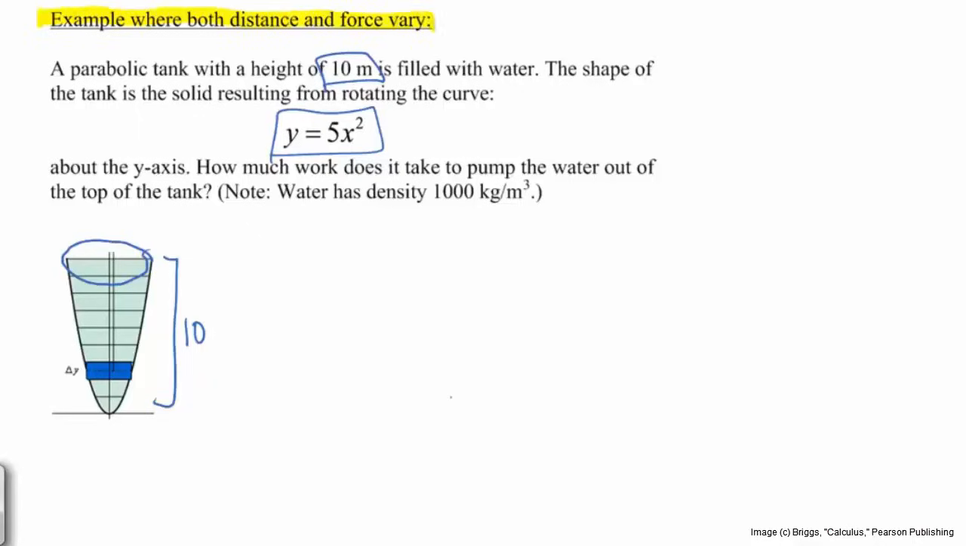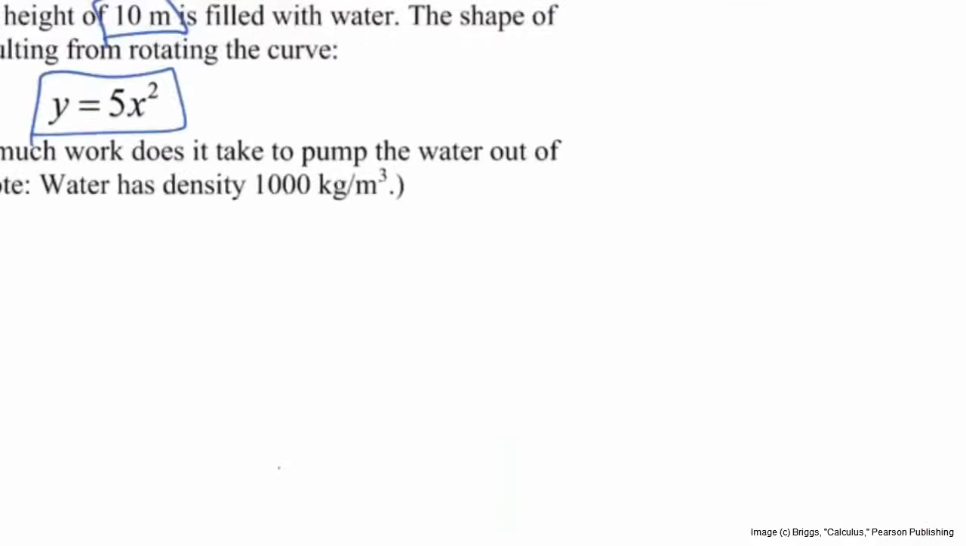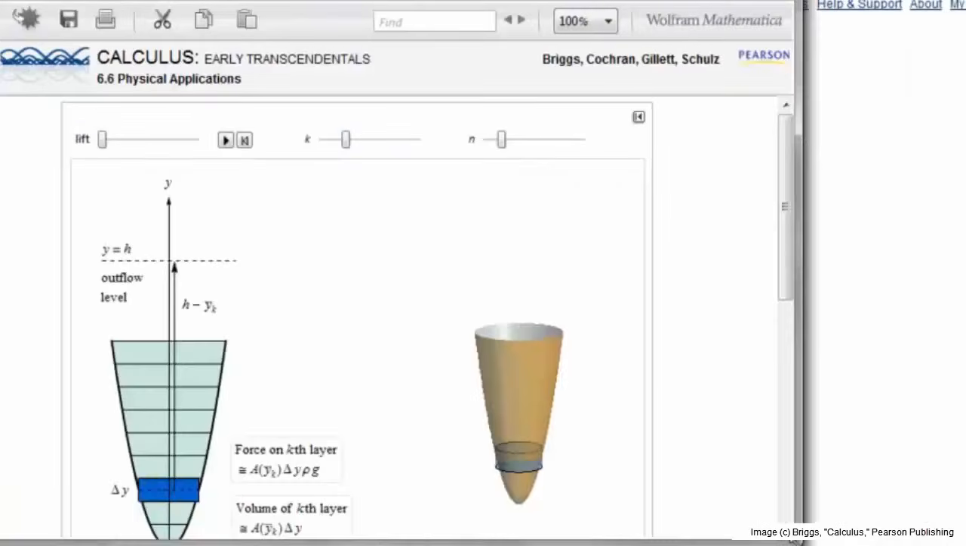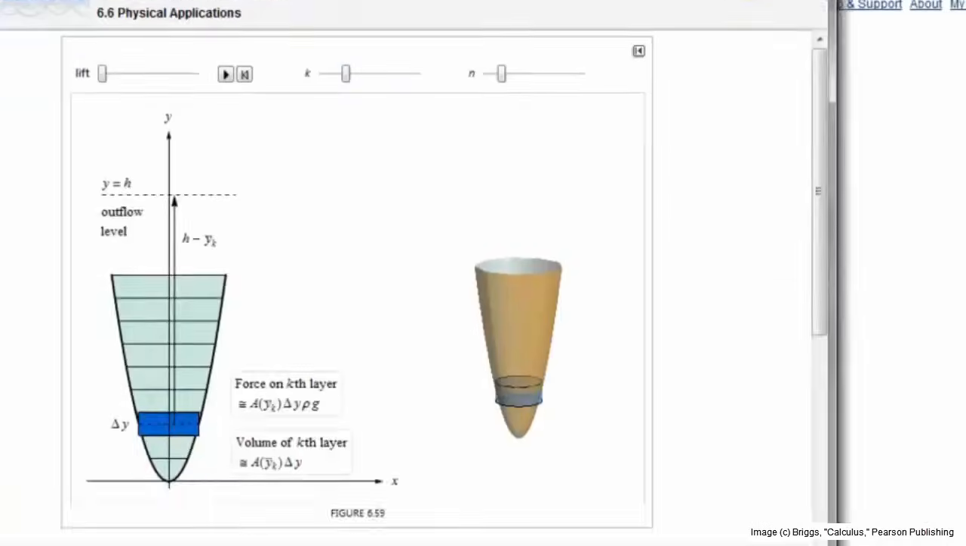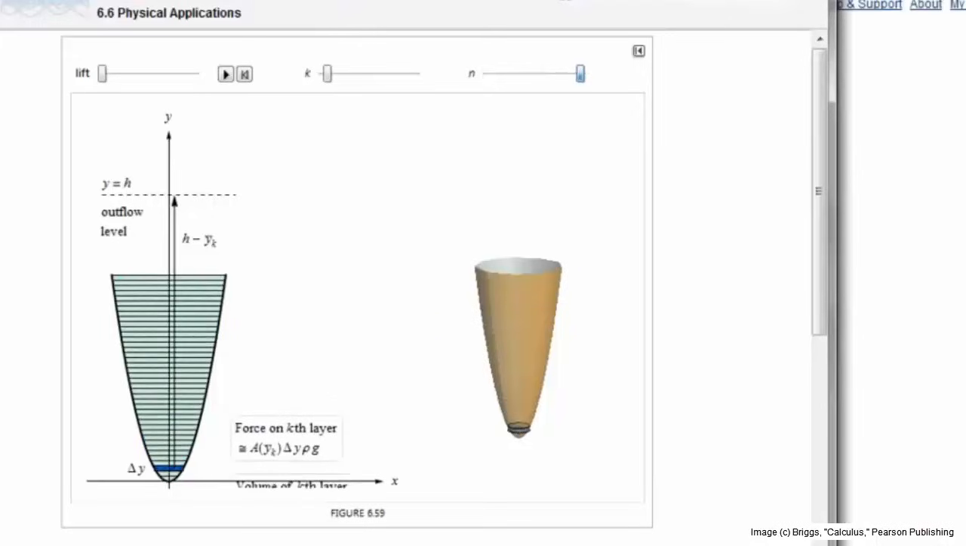And distance is going to vary because at each slice here, if we slice up our water, each one of these slices has to go a different distance to get out of the top of the container. If I go back here to our book, we can actually look at a figure of this. There we are. So there's our parabolic container. We're cutting it up into slices. The more slices, the thinner it is, right? The closer it is to being exact.